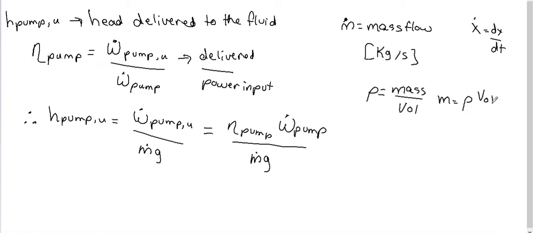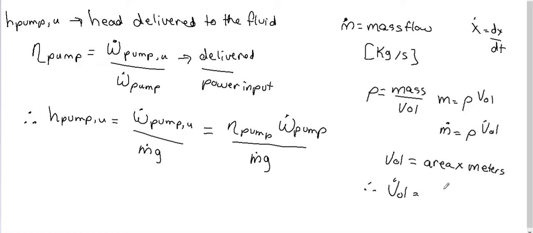And I'm writing out VOL for volume so that we don't get confused with the V that we use for velocity. And therefore the mass flow rate can be equal to the density times the volume flow rate, because they're just going to be divided out by the unit time. We also know that volume itself is equal to area times a distance, such as meters. And therefore our volume flow rate is going to be equal to area times meters per second.